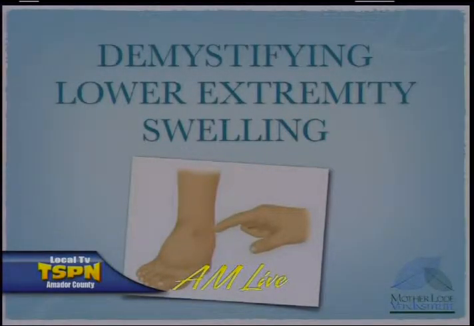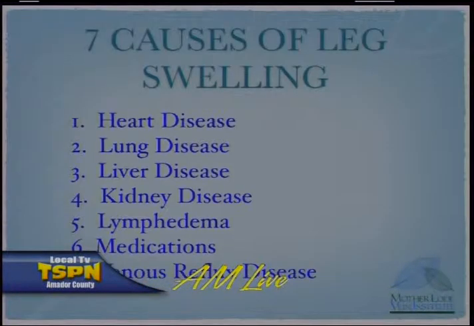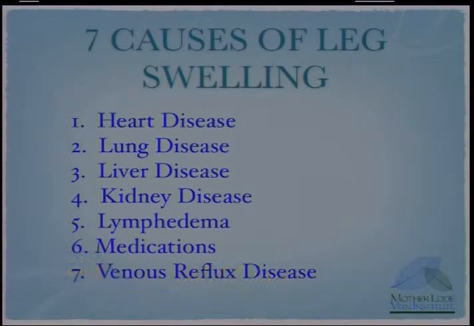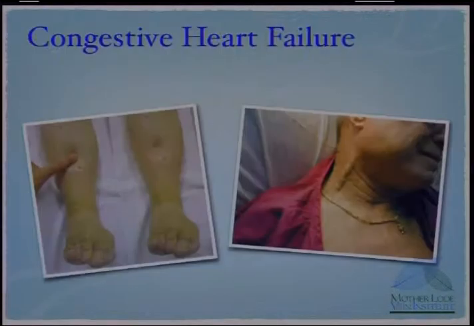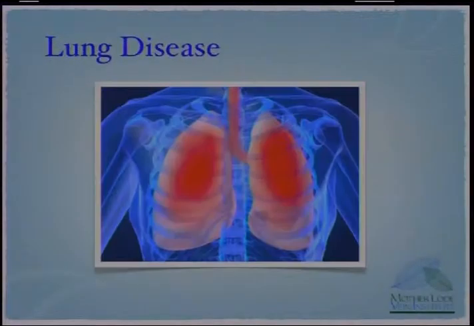We would like to demystify lower extremity swelling. There are 7 causes of lower extremity swelling: heart, lung, kidney, and liver disease, as well as lymphedema, medications, and what is called venous reflux disease. Now, heart disease or congestive heart failure causes lower extremity swelling. It also causes shortness of breath, and oftentimes the neck veins become distended. Lung disease also can cause swelling. Sleep apnea is one of the most common but yet unrecognized reasons for lower extremity swelling, as are other lung diseases.